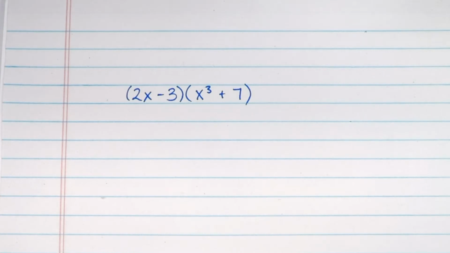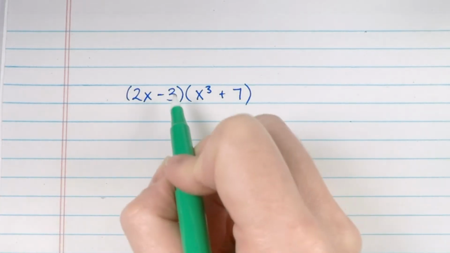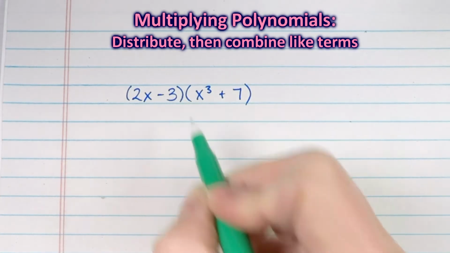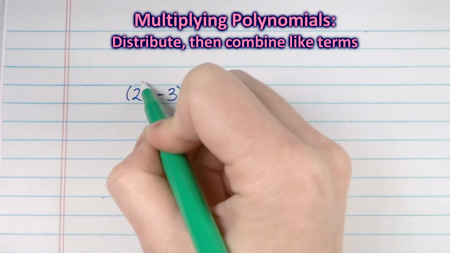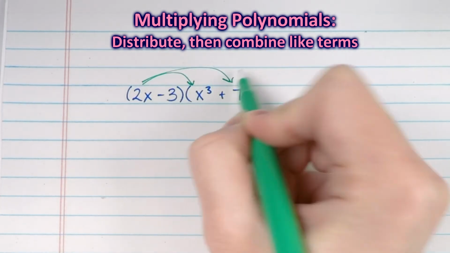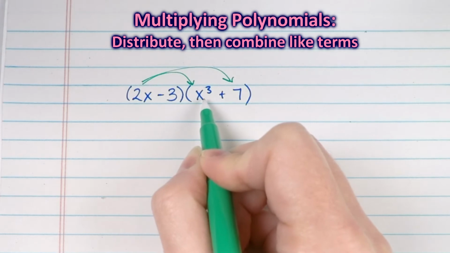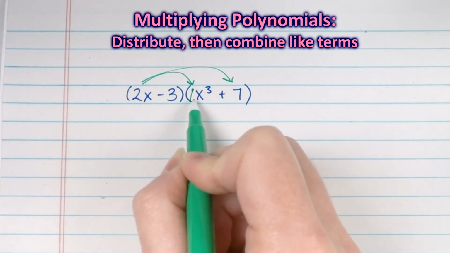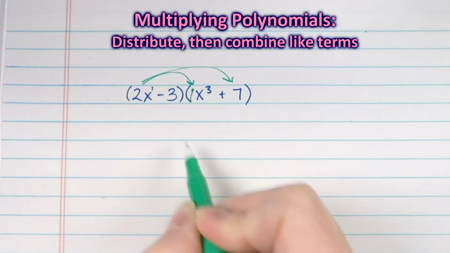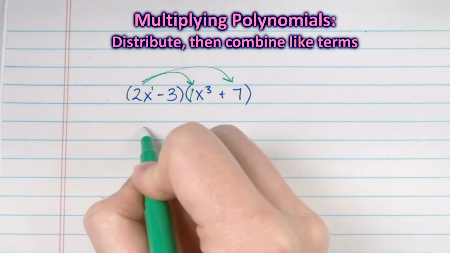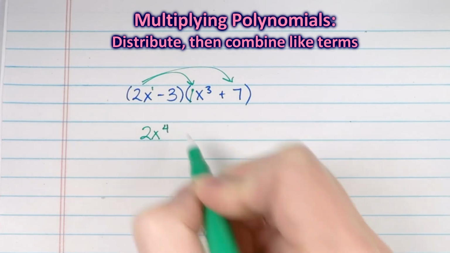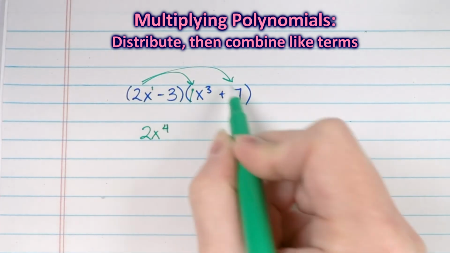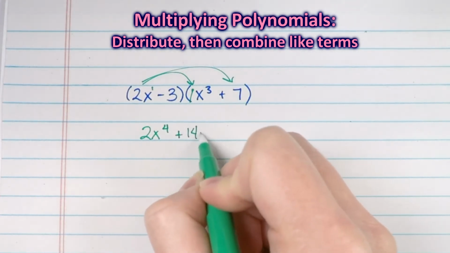Alright, the last operation we'll talk about in this video is multiplication. So since nothing's in between these two parentheses, it's implied we're doing multiplication. So we're just going to basically be doing the distributive property again. We've got 2x times x to the third, and if it helps, you can put in the coefficient of 1. And we're going to be multiplying the coefficients and then adding these exponents. So 2x times x cubed, this will give us 2x to the fourth power. And if I multiply 2x times 7, that gives me 14x.